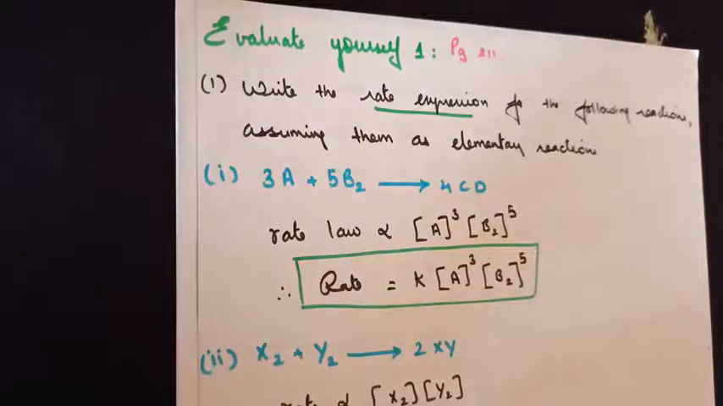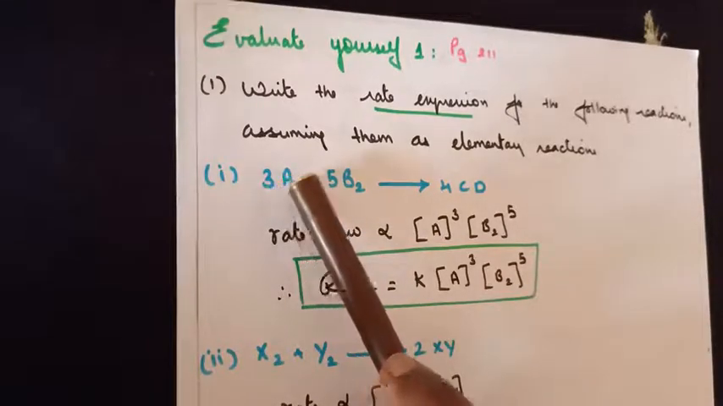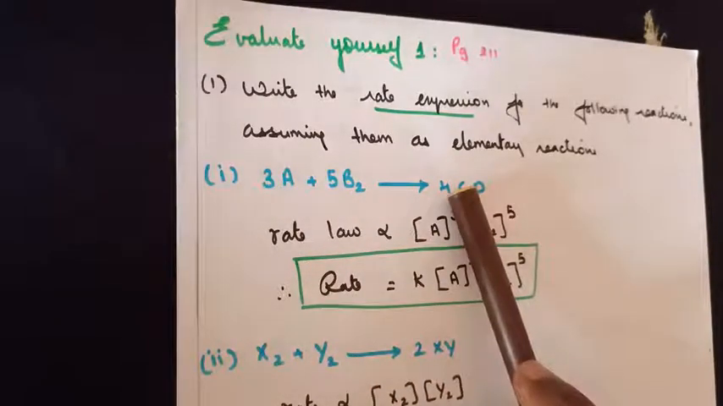Good wishes, dear students. In the previous class, you learned how to write the rate of a reaction for a given chemical reaction and how to find out the concentration of the formation of a product or the disappearance of the reactant under given conditions.